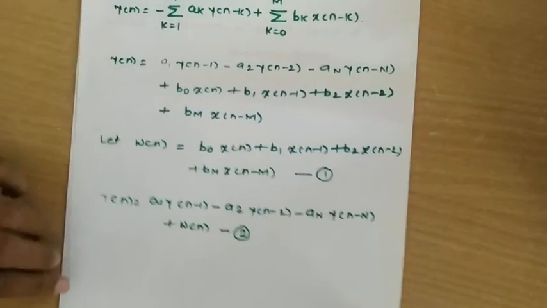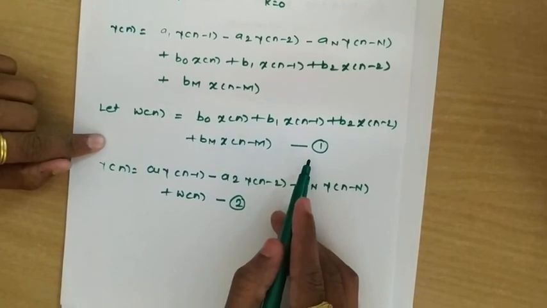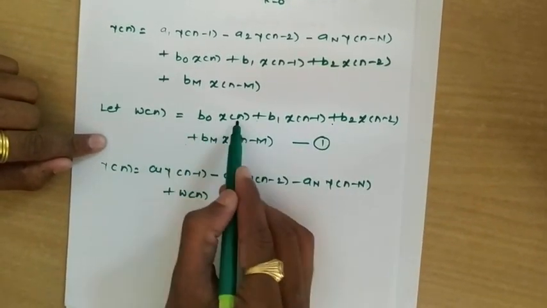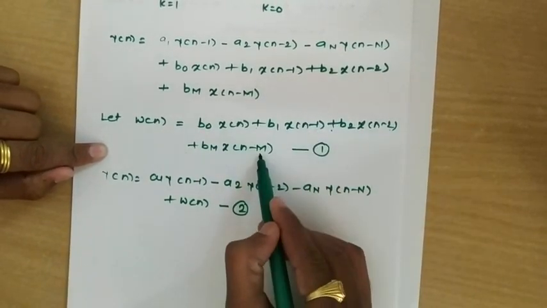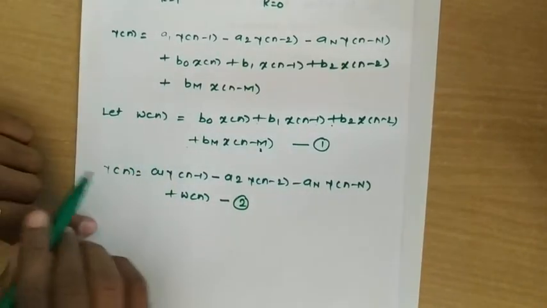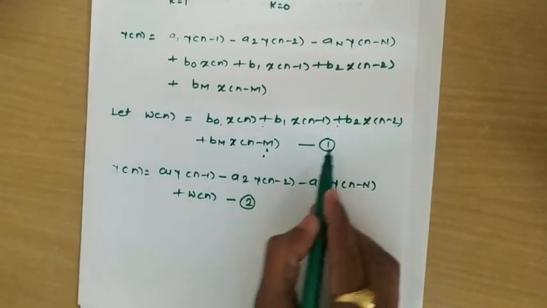Now as far as realizing equations is considered, we need several elements like adders, then we need some multipliers as well as some delay elements, maybe x of n minus 1, x of n minus 2, up to x of n minus m. So all digital filters can be formed by using three elements: multipliers, adders and delay elements. Now first we'll realize equation number 1 and then we'll realize equation number 2.